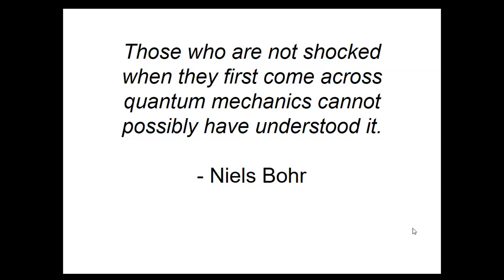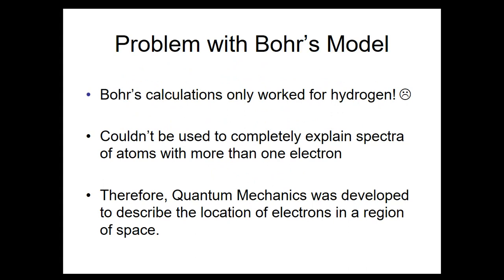Okay, so I want to go over now how to compare Bohr's model with the modern model of the atom. What I want to go through first were some problems that we had with Bohr's model. One of the problems is that Bohr's calculations only worked for hydrogen, as I said. Remember, it could only work for atoms with one electron. It couldn't be used to explain spectra of more complex atoms.